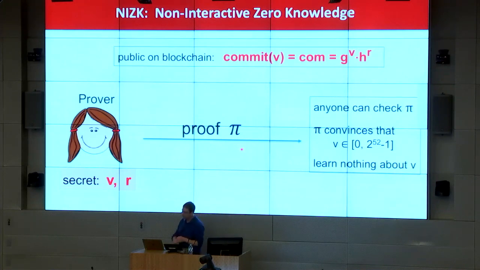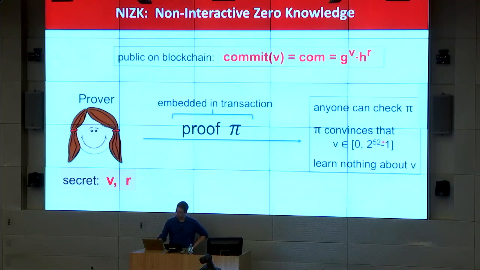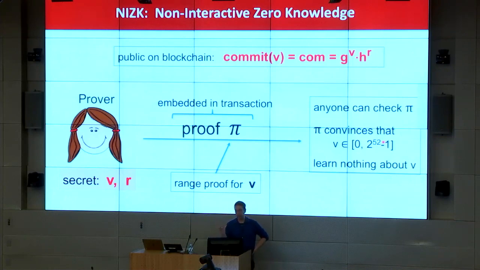And what this string of bits does is it convinces anyone who looks at the proof, so this is publicly verifiable, anyone should be able to verify the blockchain, that first of all, the summation equality holds, and second of all, that the committed value is in the allowed range, but of course the proof itself should leak nothing about the committed value. That's our goal. That's what a non-interactive zero-knowledge proof is, and a proof that particularly proves that V is in a particular range is what's called a range proof.